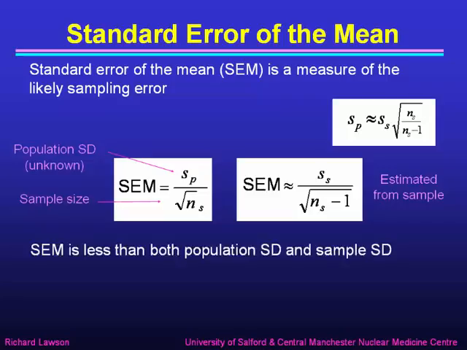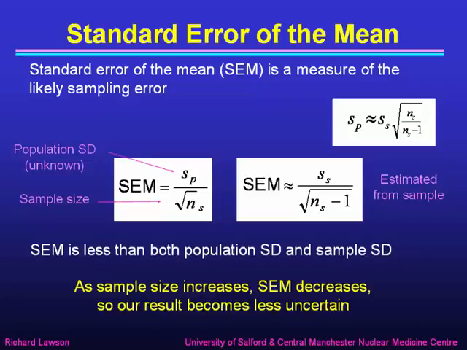So we can see from both of those that the standard error of the mean is less than both the population standard deviation and the sample standard deviation, because we divide by root n or root n minus 1. So as the sample size increases, that is, n gets bigger, the standard error of the mean will decrease. That means that our result becomes less uncertain. We are more confident in the result if n is large, because we have a smaller standard error of the mean.